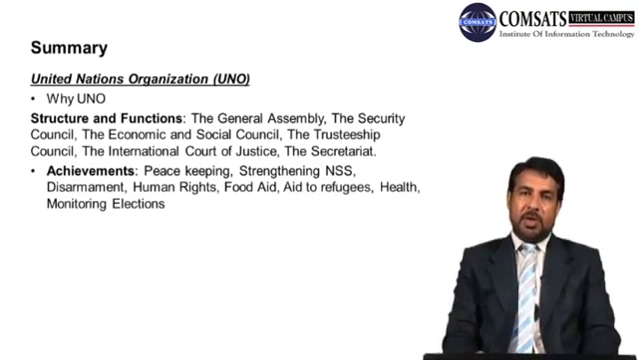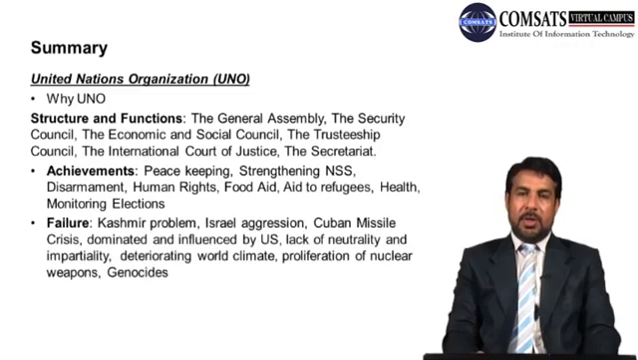Now let us come to the failures of the UN. The UN has failed in the Kashmir problem. The resolution on Kashmir, which was passed in 1948, is still not implemented, and the Kashmiri people are still waiting for their right of self-determination. India is committing lots of human rights violations in Kashmir, but these violations cannot be seen by the UN, and as a result, the Kashmiri people are suffering. So on the Kashmir issue, the UN has been a failure.